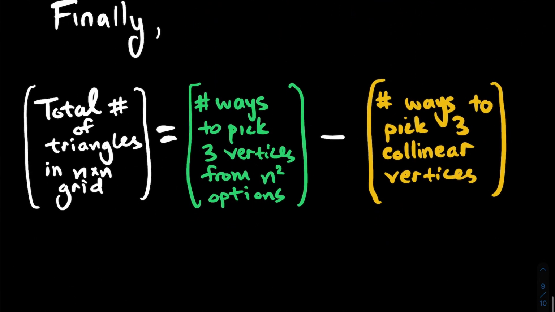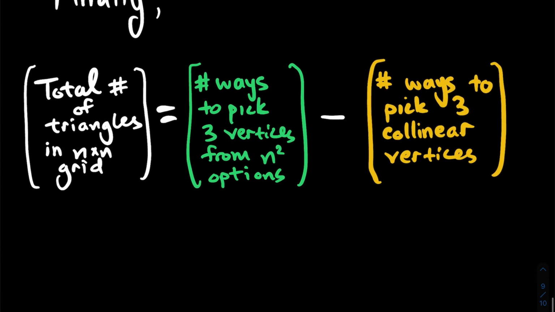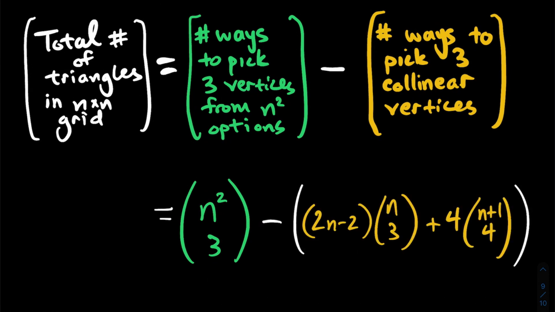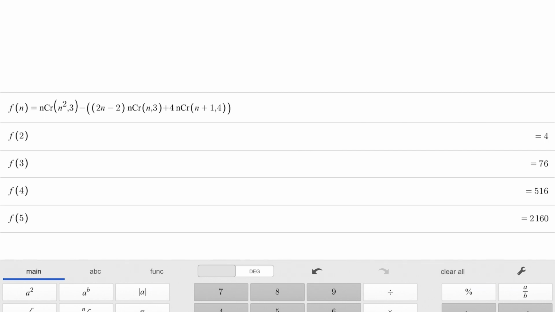So finally, put it all together, the total number of triangles in an n by n grid should be equal to n squared choose 3 minus 2n minus 2 times n choose 3 plus 4 times n plus 1 choose 4. Now I wanted to demonstrate to you that this formula works and it recovers a lot of the values that you might find on the internet if you look up specific values, like how many triangles are on a 3x3 grid, a 4x4 grid, or a 5x5 grid. And so we see that it matches some of these values that the internet suggests are true.